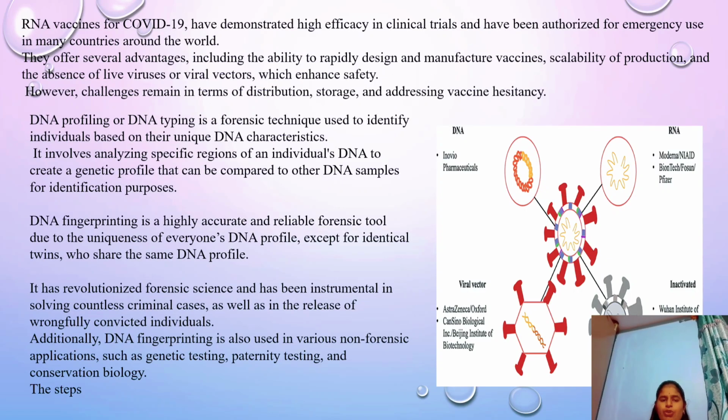RNA vaccines for COVID-19 have been a highlight, as clinical trials have been authorized for emergency use in many countries around the world. They offer several advantages, including rapid design and manufacturing of vaccines, scalability of production, and the absence of live virus and viral vectors, which improves safety. However, challenges remain in terms of distribution and storage, and addressing the pathogens.